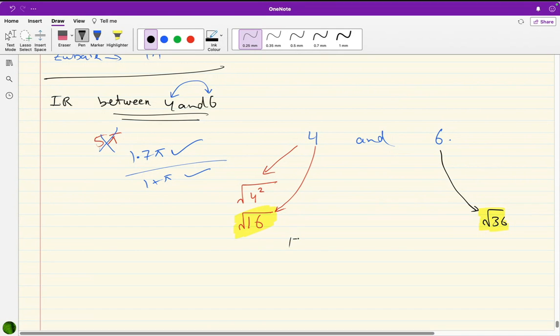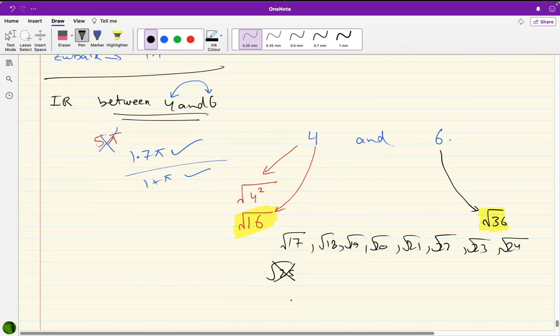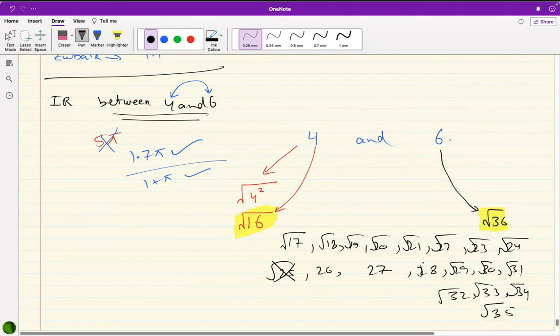Suppose after 16 there is square root of 17. Obviously, if square root of 16 is 4, square root of 17 will be more than 4. 18, 19, 20, 21, 22, 23. Be careful, we have to skip 25 because that is 5. So 26, 27, 28, 29, 30, 31, 32, 33, 34, and 35. We have so many irrational numbers between these two without any doubt.